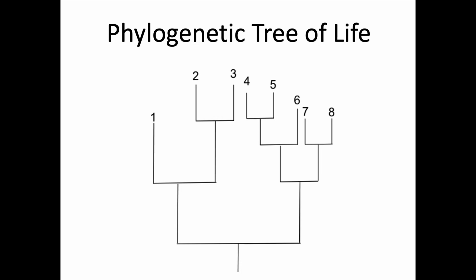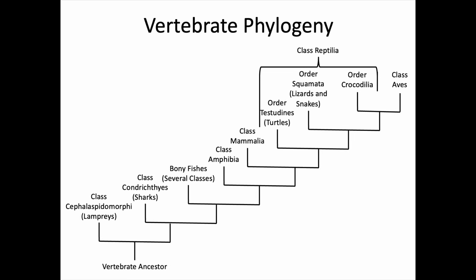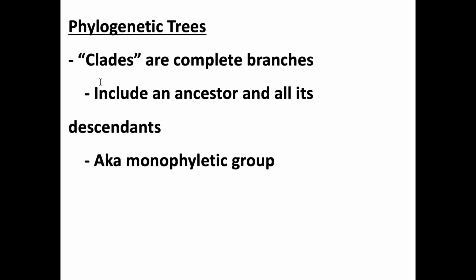For one that's not just 1, 2, 3, 4, 5, 6, 7, 8, here's a preview of a later chapter. We will talk about vertebrates, fish and amphibians and mammals and reptiles and birds. And yeah, we can see this played out in a real phylogenetic tree. There's a very important term when it comes to talking about phylogenetic trees, and that is the term clades. Something we call a clade is a complete branch. This includes an ancestor and all of its descendants, and it's also known as a monophyletic group.